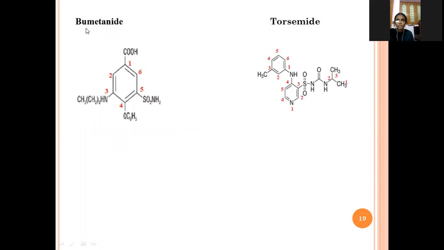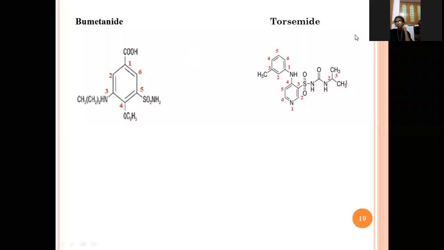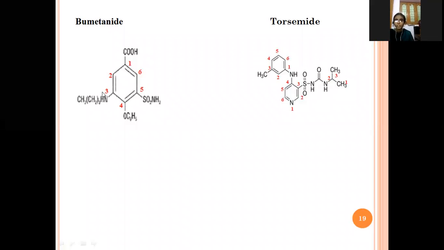Next, bumetanide. This is the six-membered ring structure, and in the first position the carboxylate is there, so it is known as benzoic acid. In the fifth position the sulfonamide is there, in the fourth position the phenoxy group is there, and in the third position the butylamino group is attached.